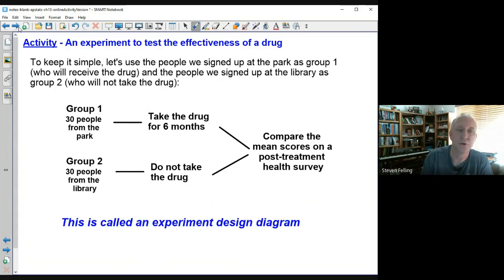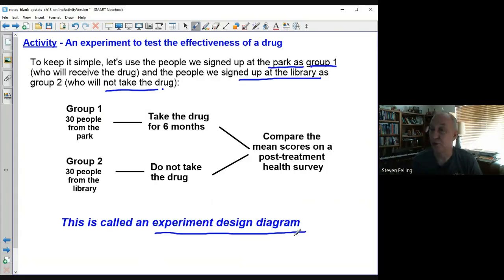All right. And so to keep it simple, let's just use the people we signed up at the park as group 1, who's going to receive the drug. And we'll just take all the people that we signed up at the library as group 2, who will not take the drug. And so we can draw what's called an experiment design diagram here to show what we're doing.